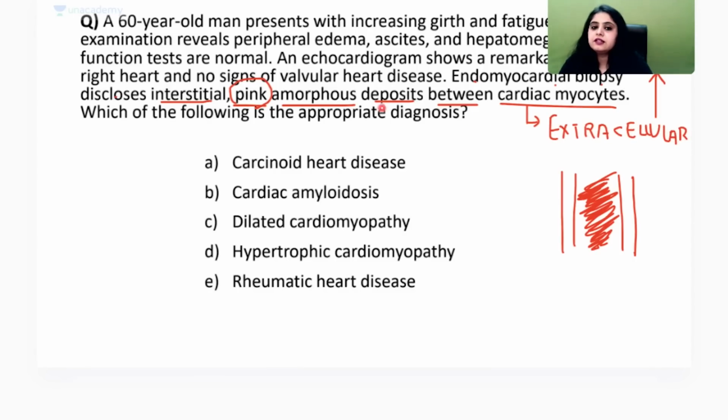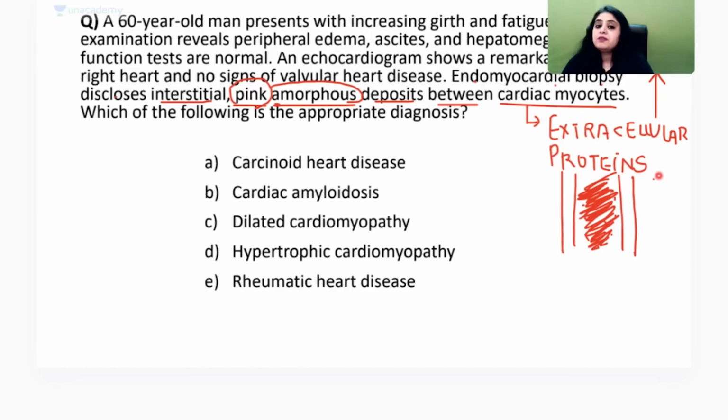Okay, the second hint they say it is pink. Okay, everything in pathology is pink, so what's the big deal about it? It is amorphous. When I say amorphous, A means no, absent. Morphous means morphology. There is no morphology. Meaning, do they have any nucleus? Do they have any organelles? Nothing. They have no morphology. Why? Because they are nothing but proteins. They are nothing but proteins.